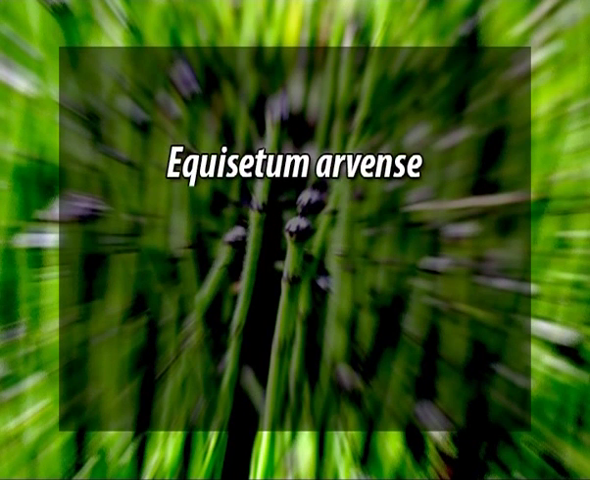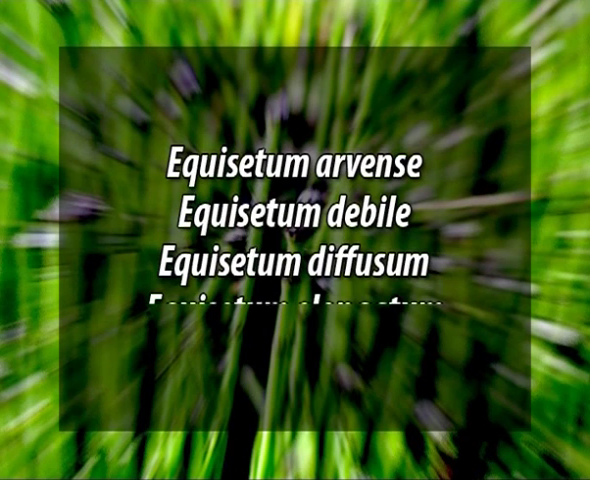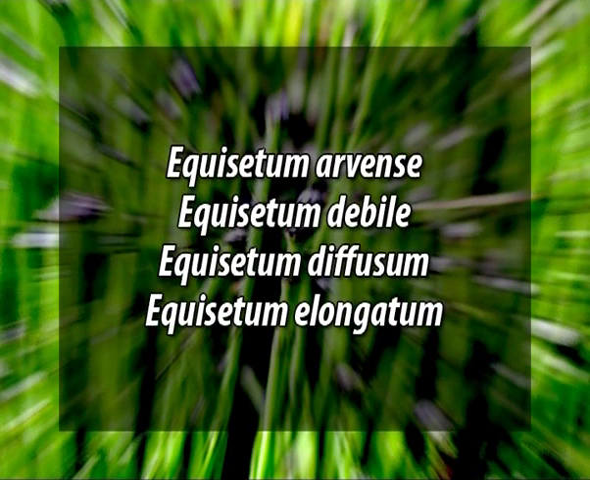Of these, Equisetum arvense, Equisetum debile, Equisetum diffusum, and Equisetum elongatum are the most common and widely distributed ones. Species of Equisetum are used as indicators for minerals in the soil. Some species accumulate gold from the soil.